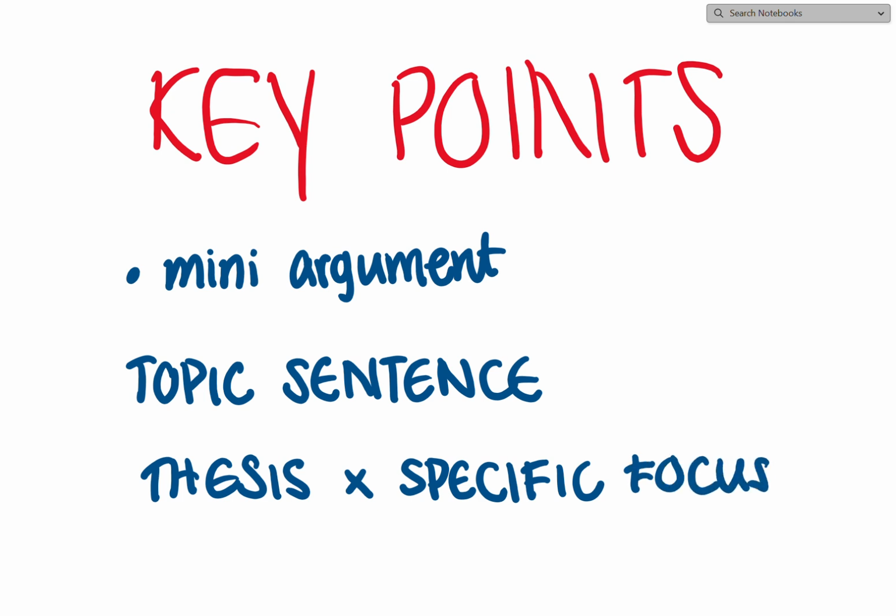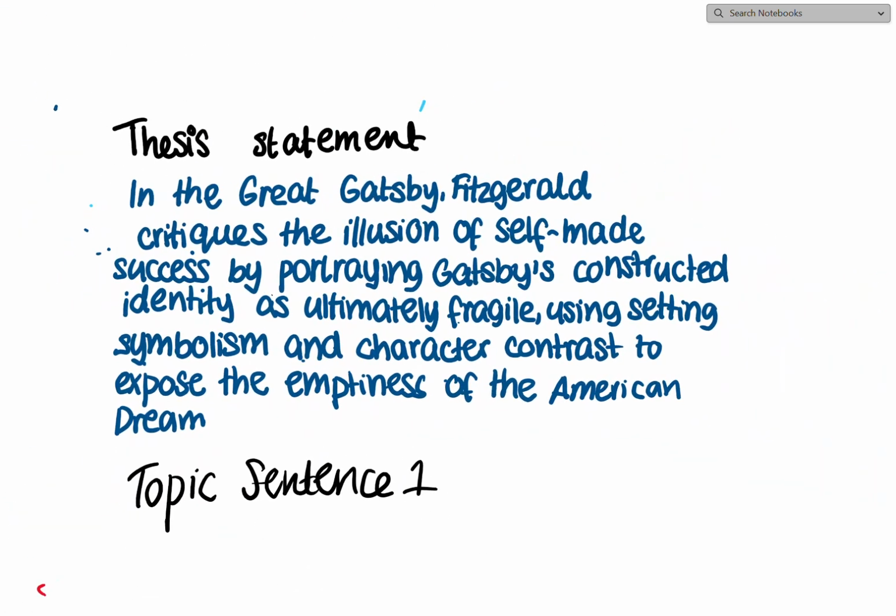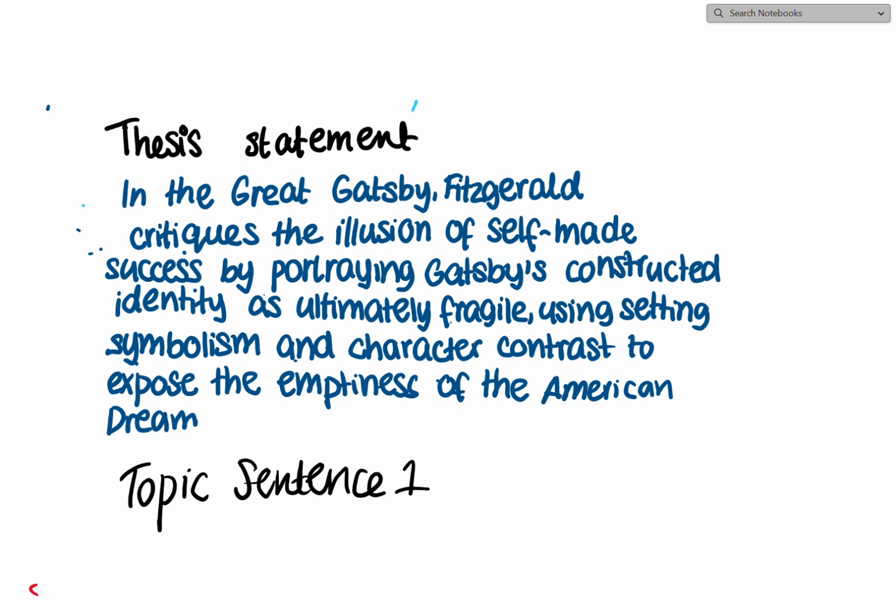So for now, we're going to use this thesis from The Great Gatsby. I've kind of adapted it to make life a little bit easier for us. In The Great Gatsby, Fitzgerald critiques the illusion of self-made success by portraying Gatsby's constructed identity as ultimately fragile, using setting, symbolism, and character contrast to expose the emptiness of the American dream.